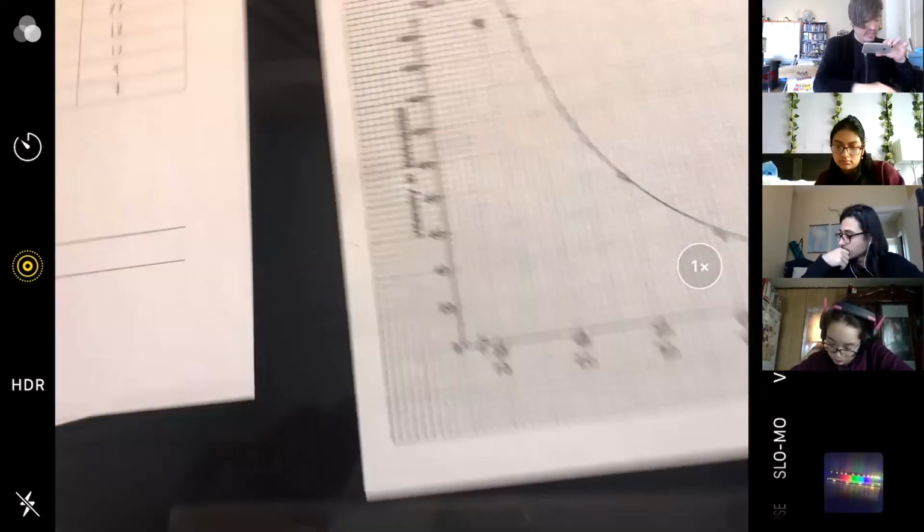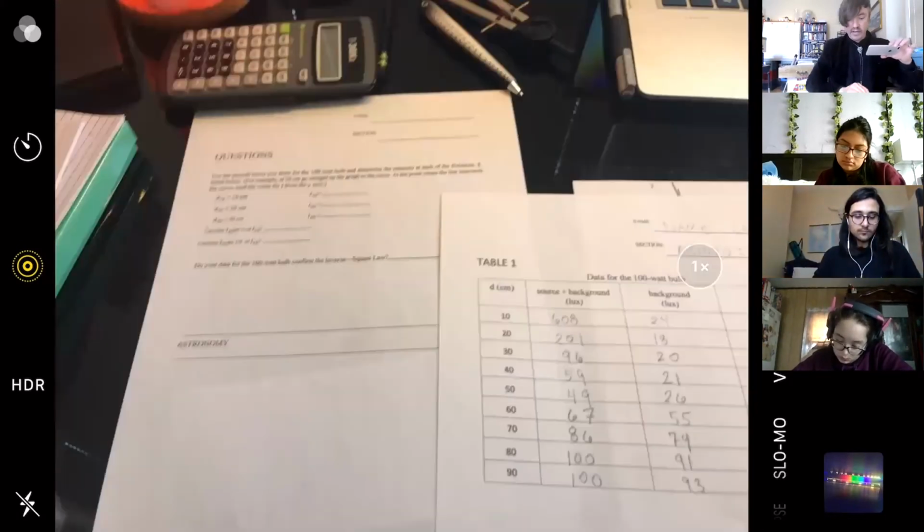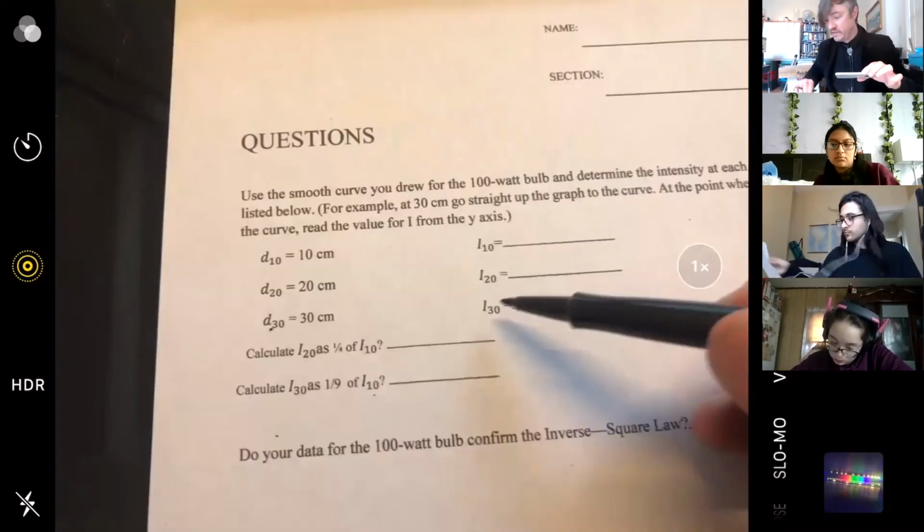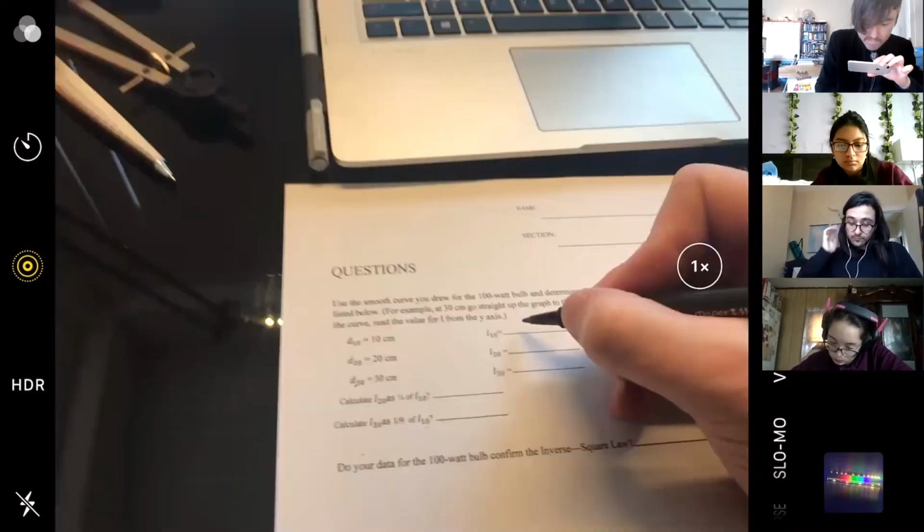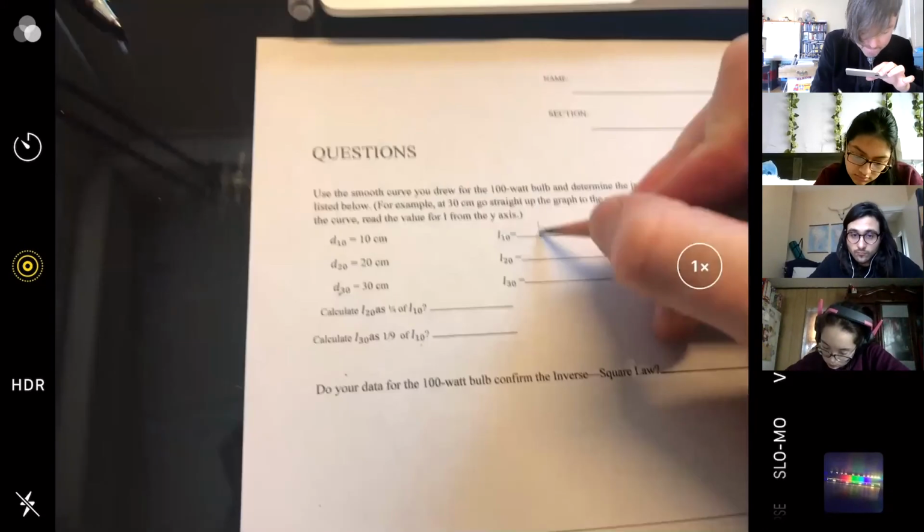So you're going to be turning in 3 sheets for me today. The first sheet is your data collection. The second is your graph. And the third sheet is what we're about to do down here. Let's get the source intensity at 10, 20, and 30 centimeters. 584. I'm going to switch back to pencil now. 183 and 76.